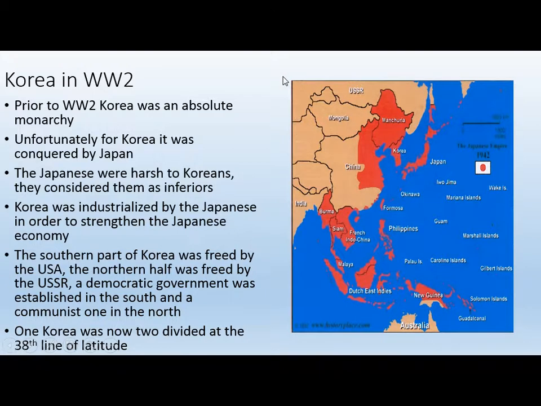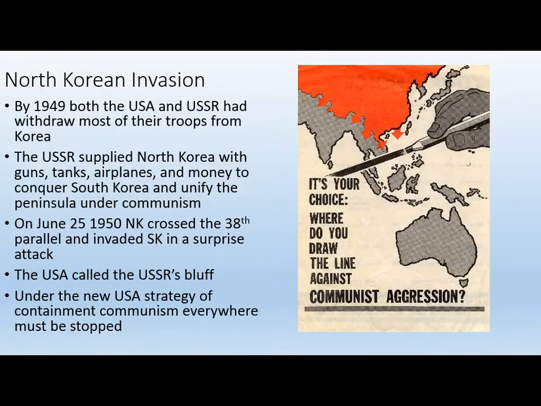Now, the Soviet Union, of course, being a communist country, is going to establish a communist government in the northern half of Korea. The United States of America, being a democratic country, is going to establish a democratic government in the southern half of Korea. And that is how what was one country becomes two. The two countries, North Korea and South Korea, are divided at the 38th line of latitude, often called the 38th parallel.